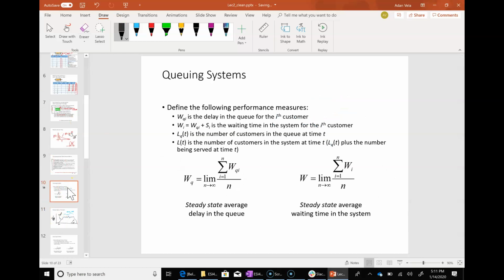And so when we talk about these averages, that we take the limit as n goes to infinity, what we're assuming is that there's going to be a steady state average. That we don't have some weird transient going on. But after averaging enough customers in, this value W and WQ will reach a constant value.